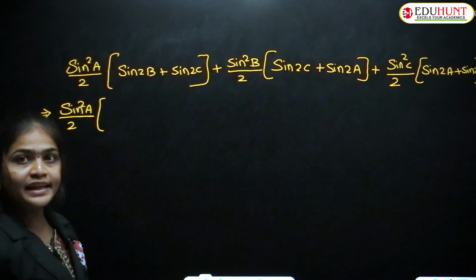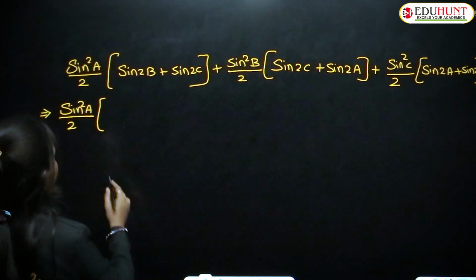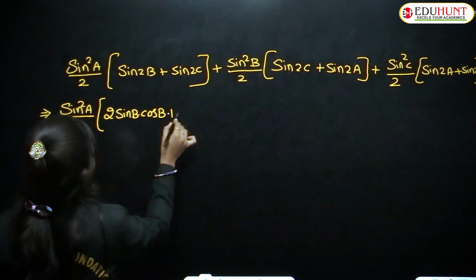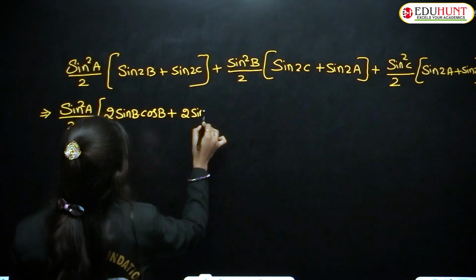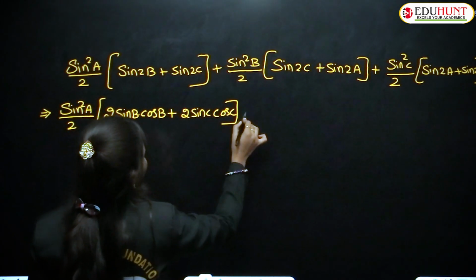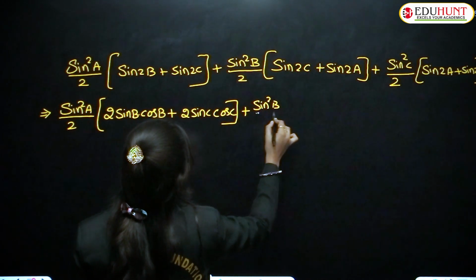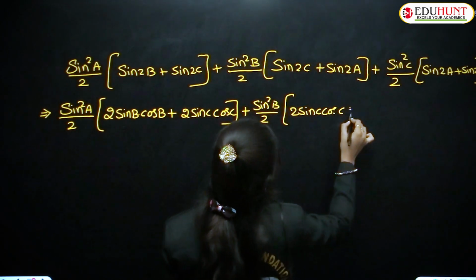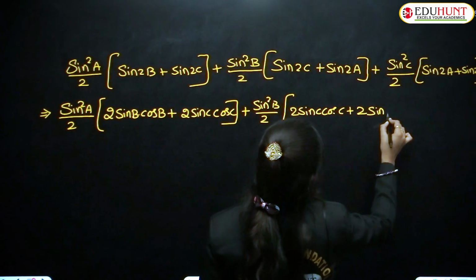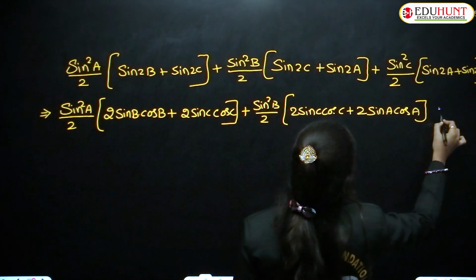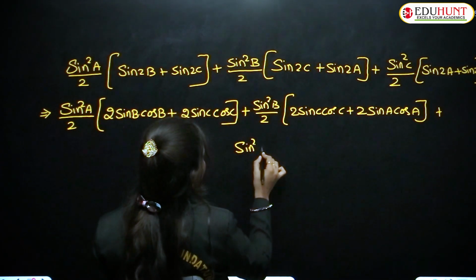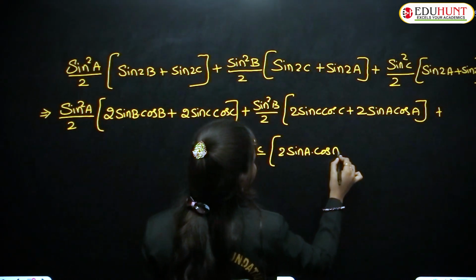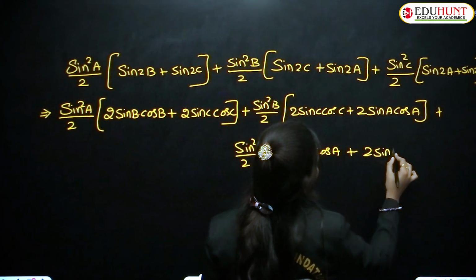So from this one, see that sin square a by 2 into here sin 2b. So what is the sin 2b formula? Sin 2b formula is 2 sin b cos b, plus 2 sin c cos c, plus sin square b by 2 into here 2 sin c cos c plus 2 sin a cos a, plus sin square c by 2 into 2 sin a cos a plus 2 sin b cos b.